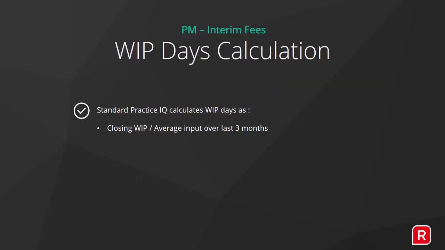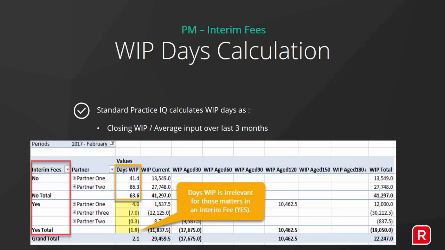We're often asked about WIP days calculations in Practice IQ. They will be affected because essentially an interim fee is a credit to the WIP balance. So the closing WIP will be in credit, divided by the average input over the last 3 months. Practice IQ 10 has a standard flag called interim fees, and it's a yes or no flag. In this case, you probably want your WIP days calculation only calculated where the interim fee is set to no.